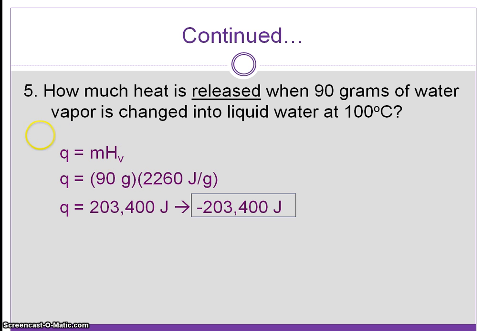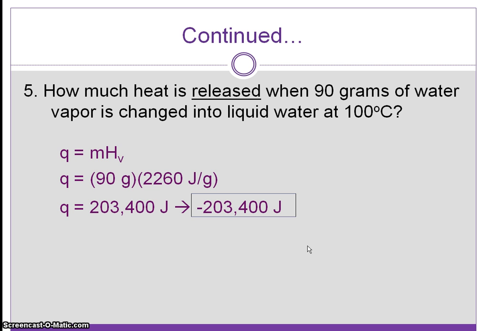The problem is, anytime you use the phase change equations, you'll always get a positive number, so you have to ask yourself, should it be negative? And it should be, because heat is being released, so you have to physically draw the negative sign on there, even though you didn't calculate it. So the last thing you want to do for all of these questions is see if it should be positive or negative, and just make sure your answer matches.